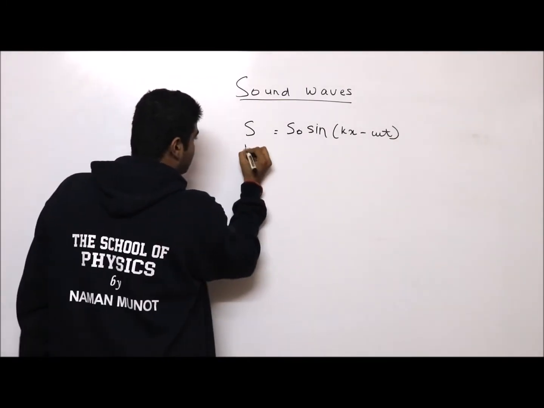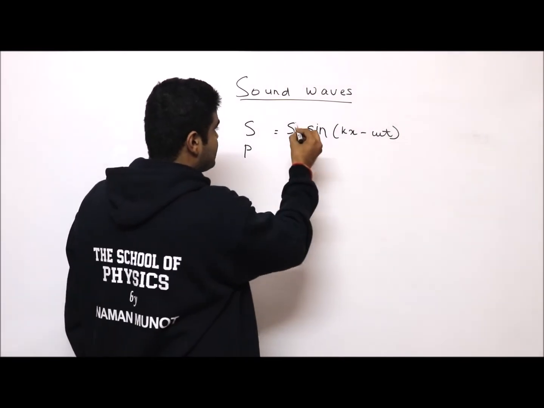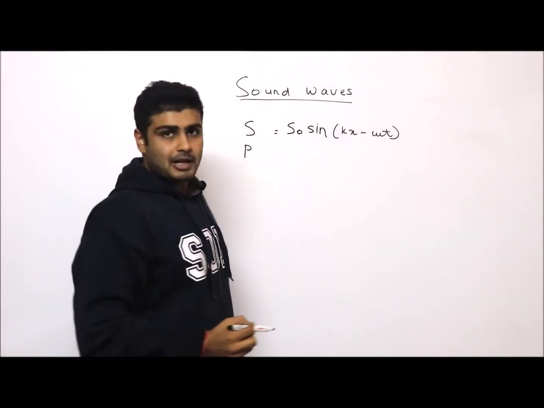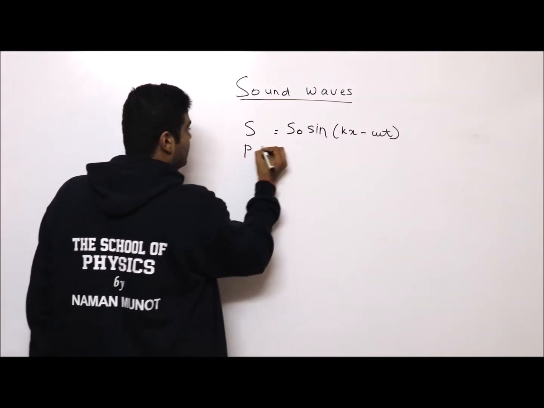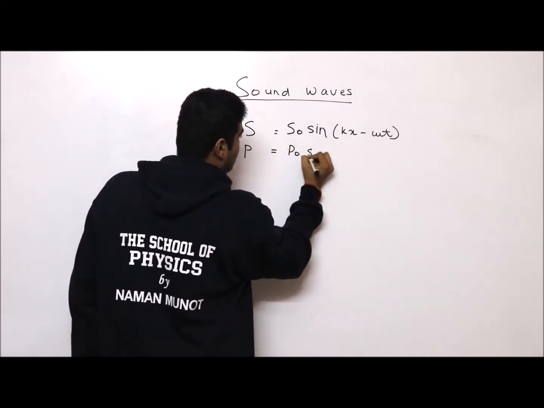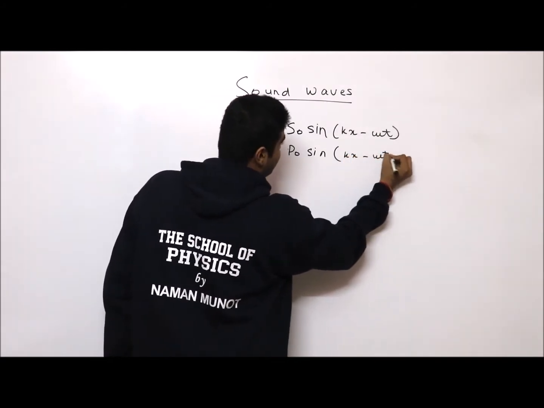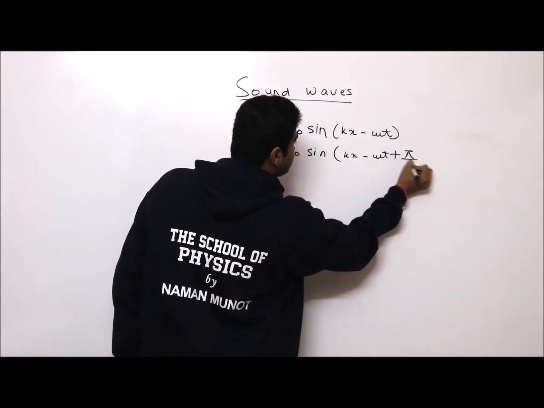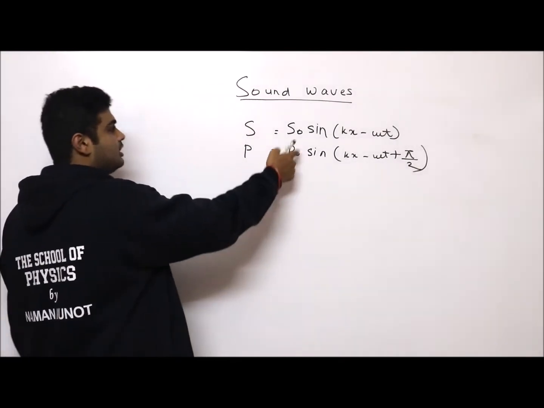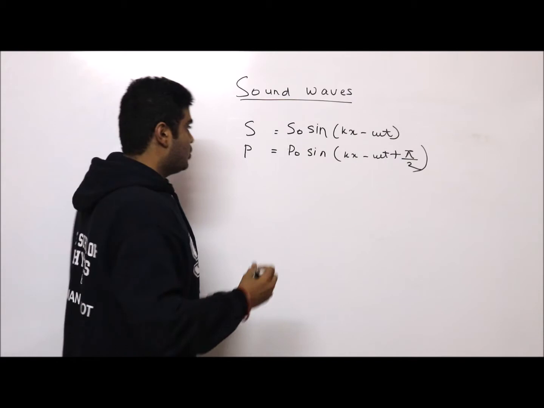When we talk about this in terms of displacement of sound, it is S equals S naught sine of kx minus omega t. If we write it in terms of pressure, we write P equals P naught sine of kx minus omega t, but there is a phase difference of pi by 2. So the pressure and the displacement have a phase difference of pi by 2.